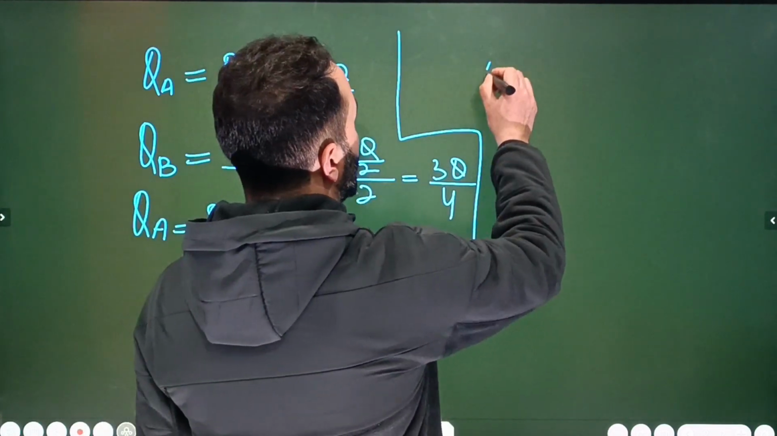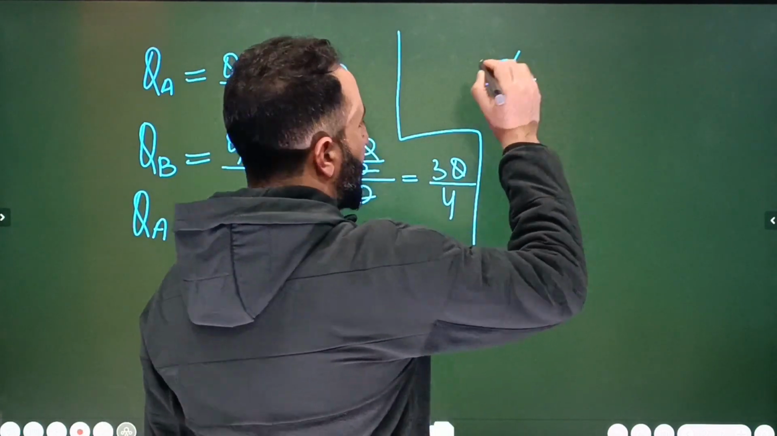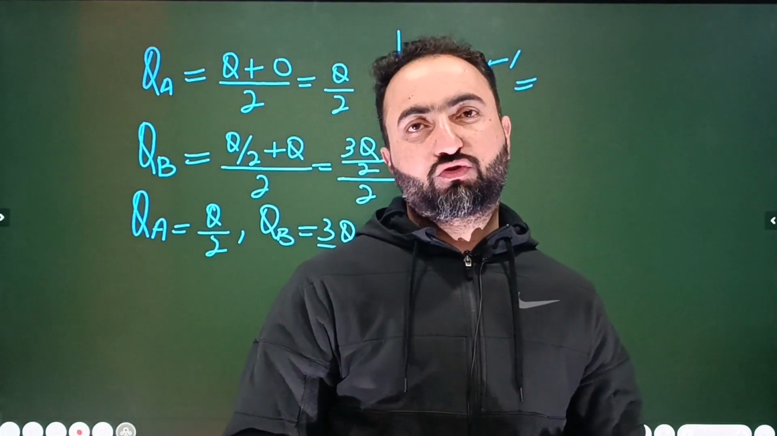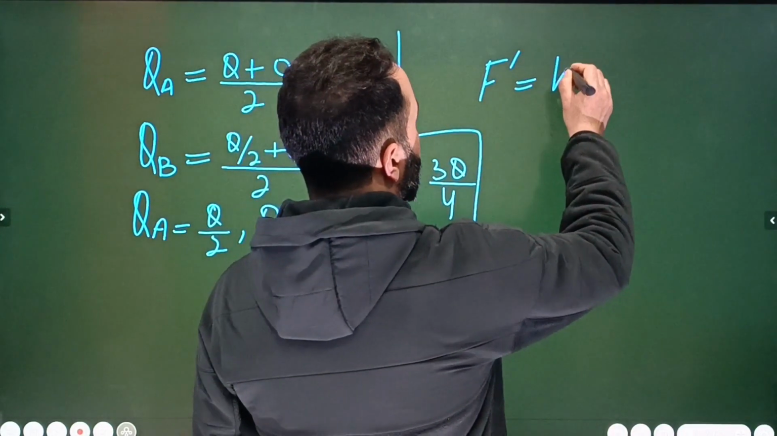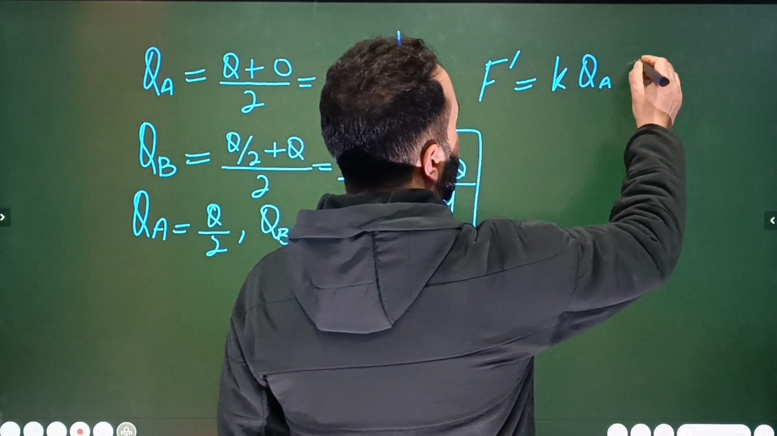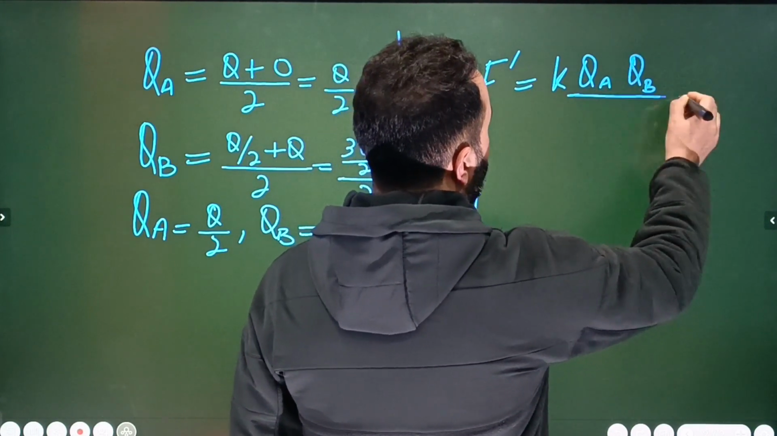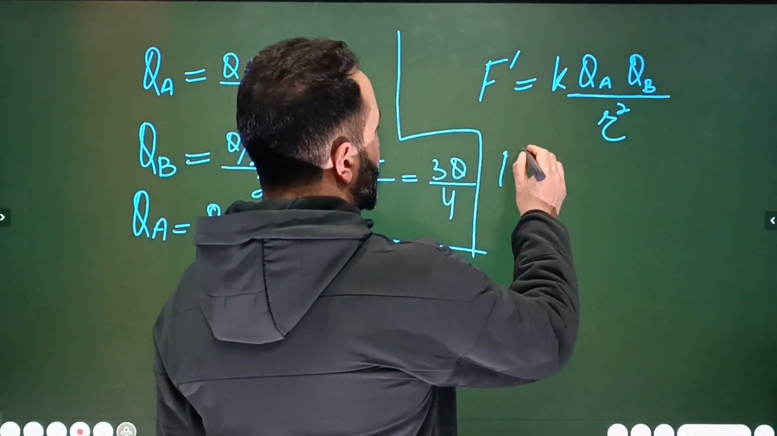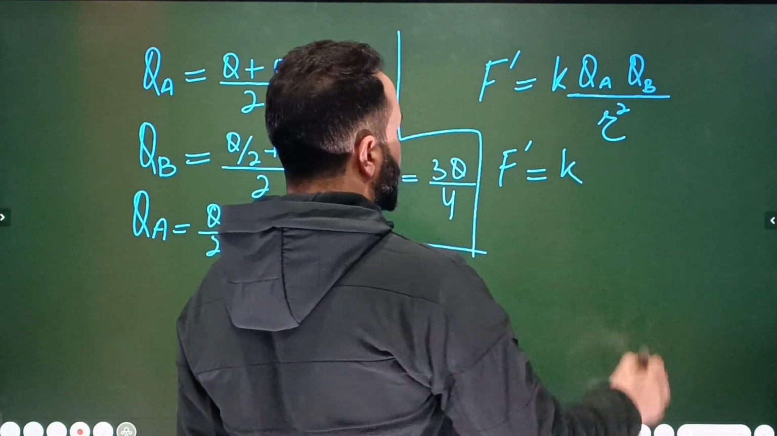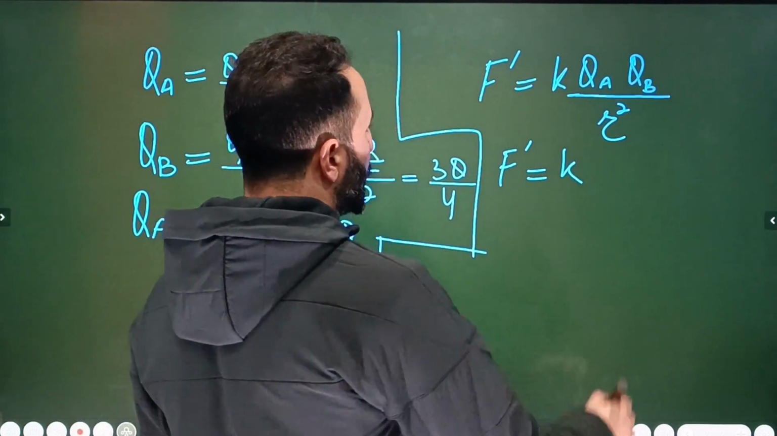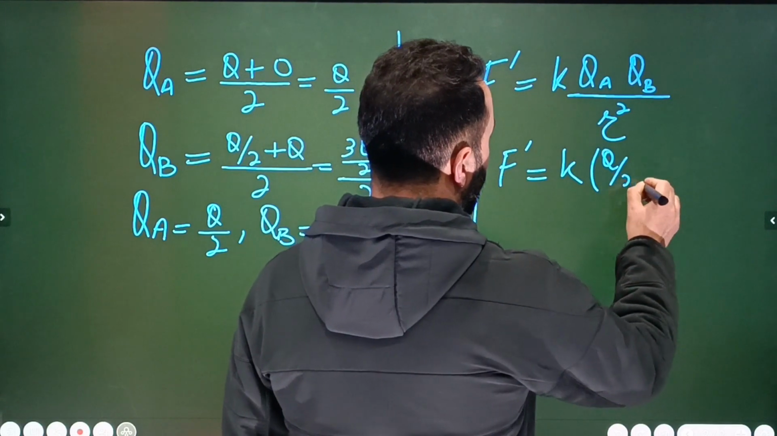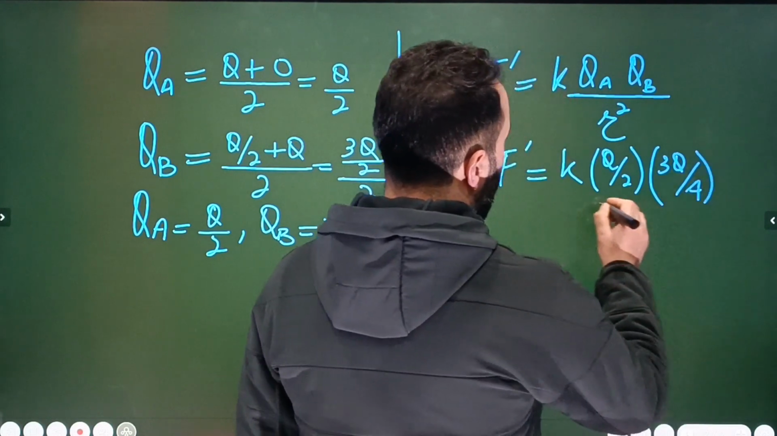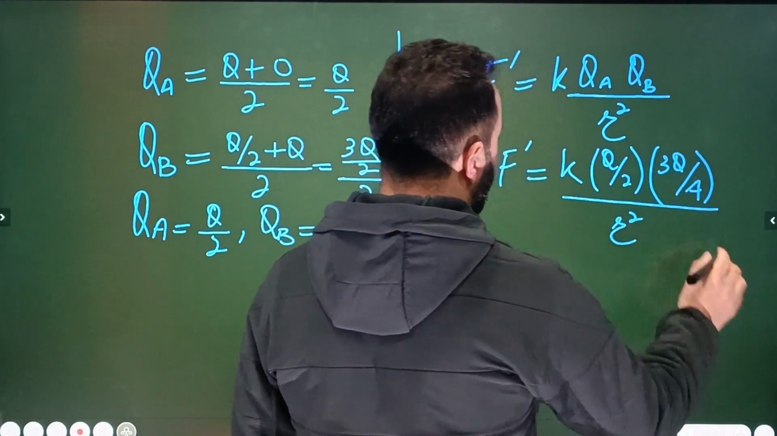So let's calculate the new force, that's equal to F dash. Now what will F dash be equal to? Again use Coulomb's law, it will be equal to k multiplied by q1 into q2 divided by r square. So it will be equal to k multiplied by the product of charges, that is qa multiplied by qb, divided by distance square. What is the distance? That is equal to r. So here we write r square. So F dash will be equal to k multiplied by qa. What is the qa? That will be equal to Q divided by 2. What will QB be? That's equal to 3Q divided by 4. What about the distance between them? That's equal to r square.